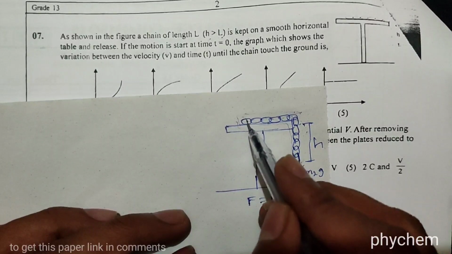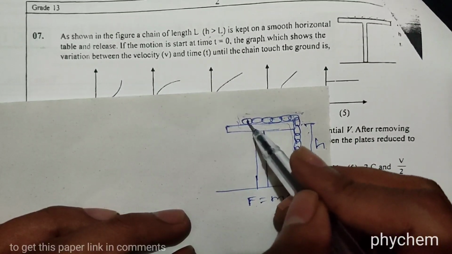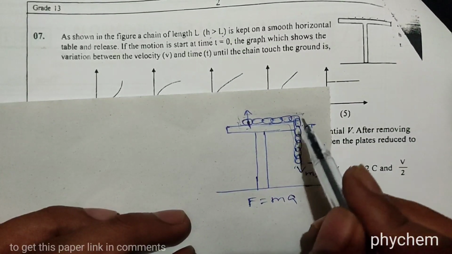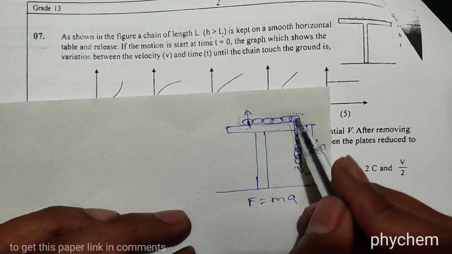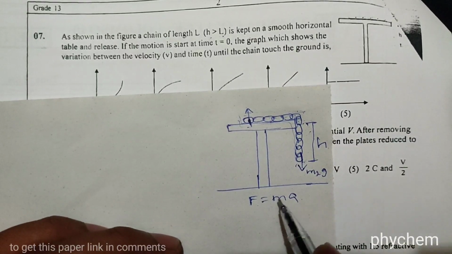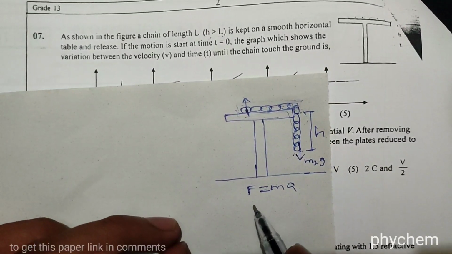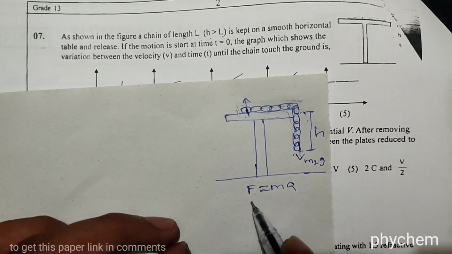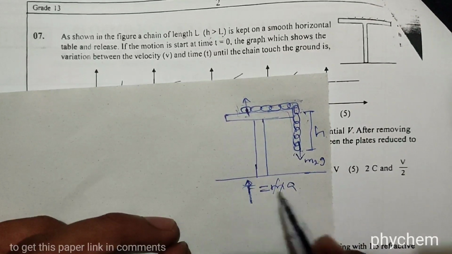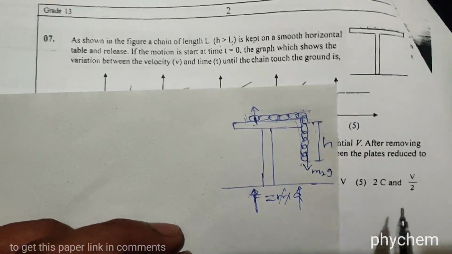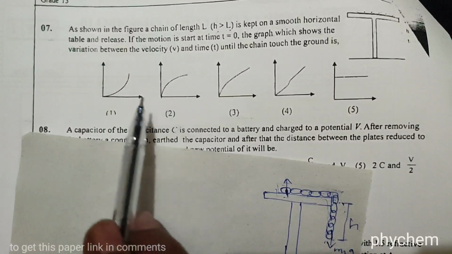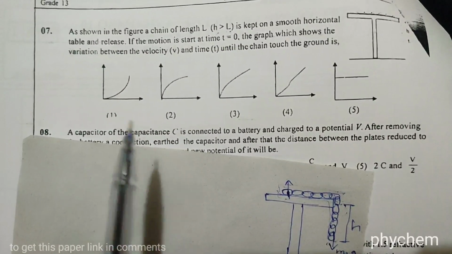Initially it is mg, and this mg is balanced by the normal force. But after crossing this edge there is no normal force, so the mg is the net force acting downwards, which creates the acceleration. The total mass of the chain is never going to change, so increasing force means increasing acceleration. The only graph which represents acceleration increasing with time, this v-t graph, the first one, is the right one.